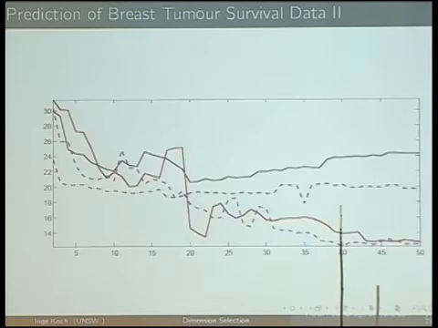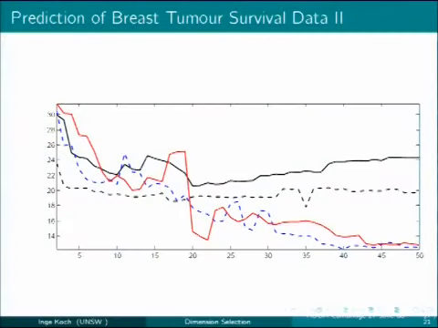And here is the final data set. The red curve is our B1 method, the blue curve is the other method with our ranking algorithms. The solid black curve is using PC1 only. You can see there's quite a bit of improvement. Along the x-axis is the dimension, and the performance is on the y-axis.